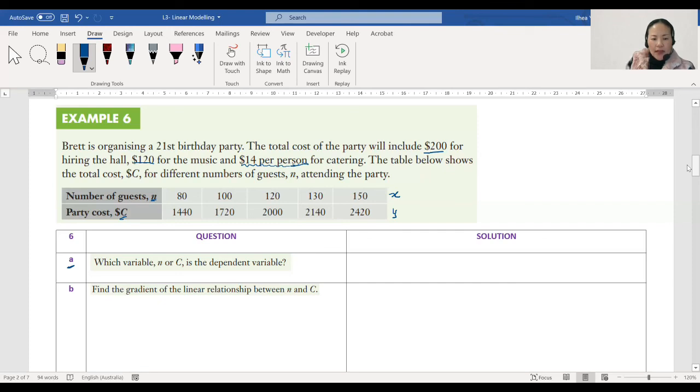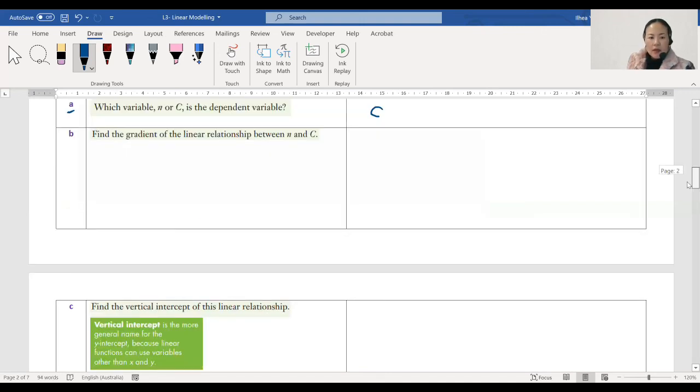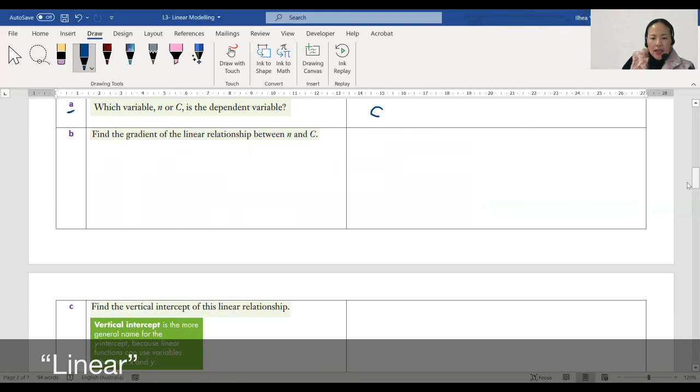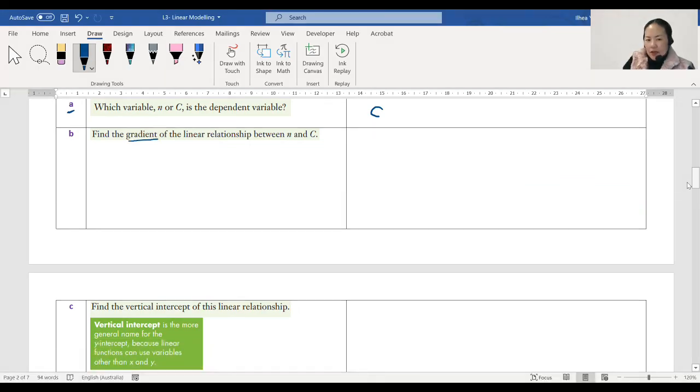So in here, let's have a look at question part A, example 6, part A. Which variable, N or C, is the dependent variable? C is like equivalent to Y. Y is really depending on X, isn't it? So which one is dependent? C. Next one. Find the gradient of the line relationship between N and C. We have to find the gradient M equals, we need 2 points.